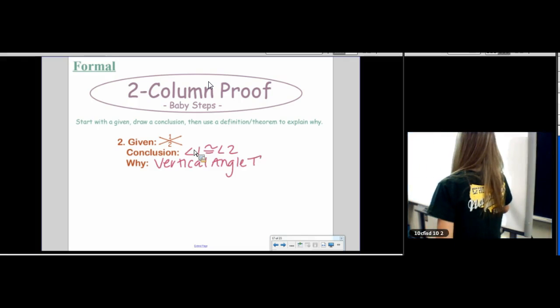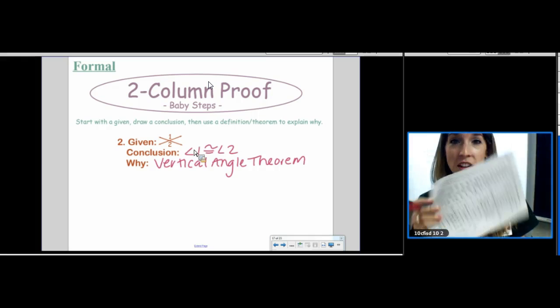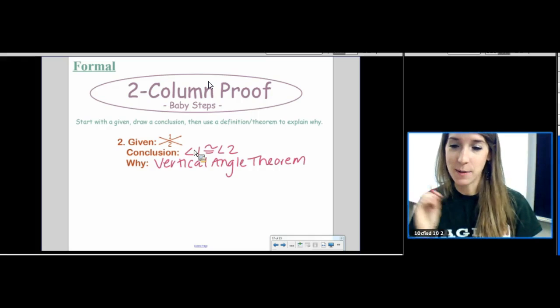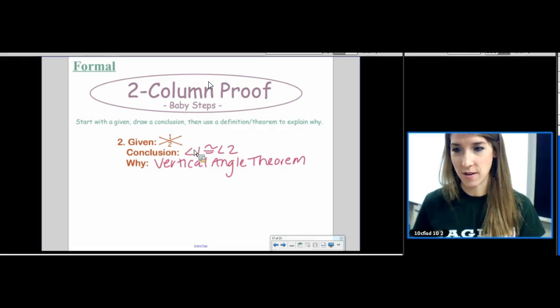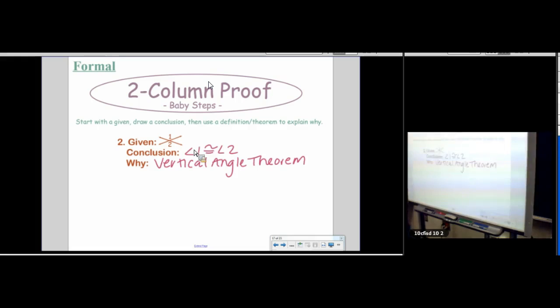Never on a homework or a test are you allowed to just put the number on this sheet. You have to actually state what it is, whether it's a definition or a postulate or a theorem. Okay? So the conclusion is angle 1 is congruent to angle 2.